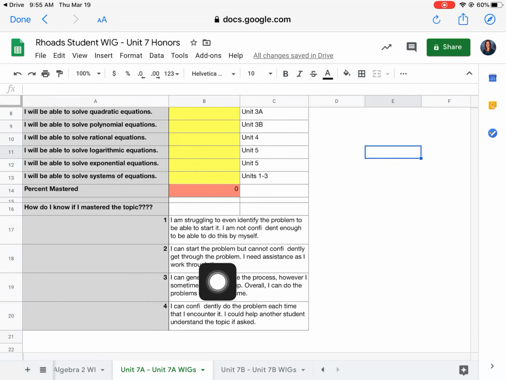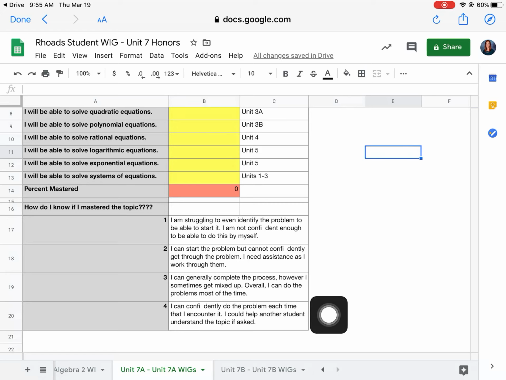Sometimes you get it confused with something else, but in general, you think you know what you're doing. You just might need a little bit of help or even just a little bit of individual practice. And then a 4, you know how to do this problem every time, maybe almost every time that you see it. If another student asked you for help, you would feel confident helping them on this type.